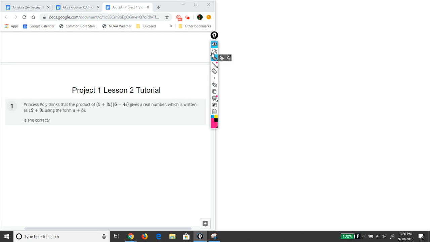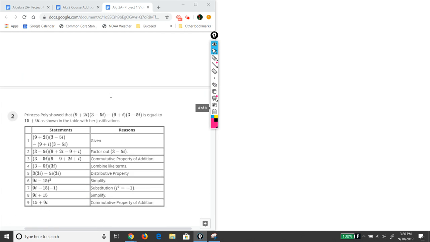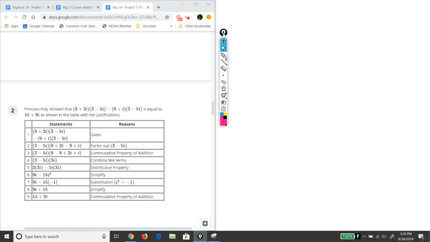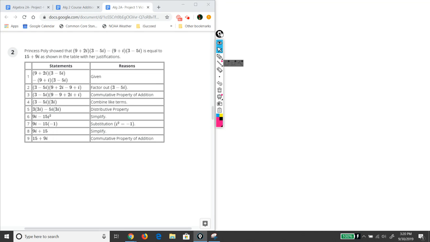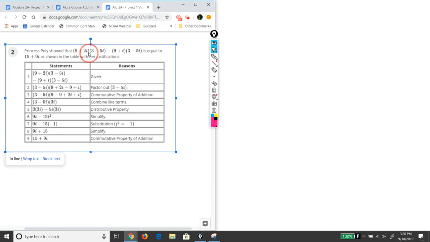Okay, so let's move on to question number 2, which is giving us a proof of Princess Polly's work. So she has kind of a complex solution here. We have one complex number multiplying with another complex number, but then it's going to be subtracting with the product of another two complex numbers. So a lot of different operations here. I've got multiplication of two complex numbers, actually multiplication in 2 spots, as well as subtraction.